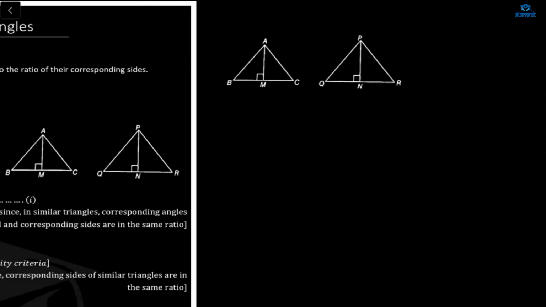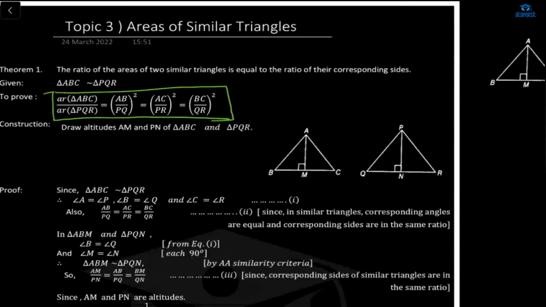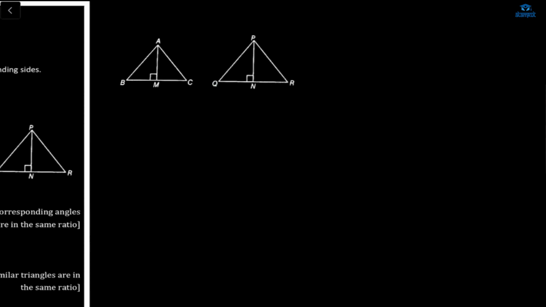We will prove that triangle ABM is similar to triangle PQN, because these two triangles are already similar. If you see the given here, triangle ABC is similar to triangle PQR. Now, if two triangles are similar, what are the conditions for two triangles to be similar? Anybody can tell? A criteria. No, through that criteria, you prove that the two triangles are similar.